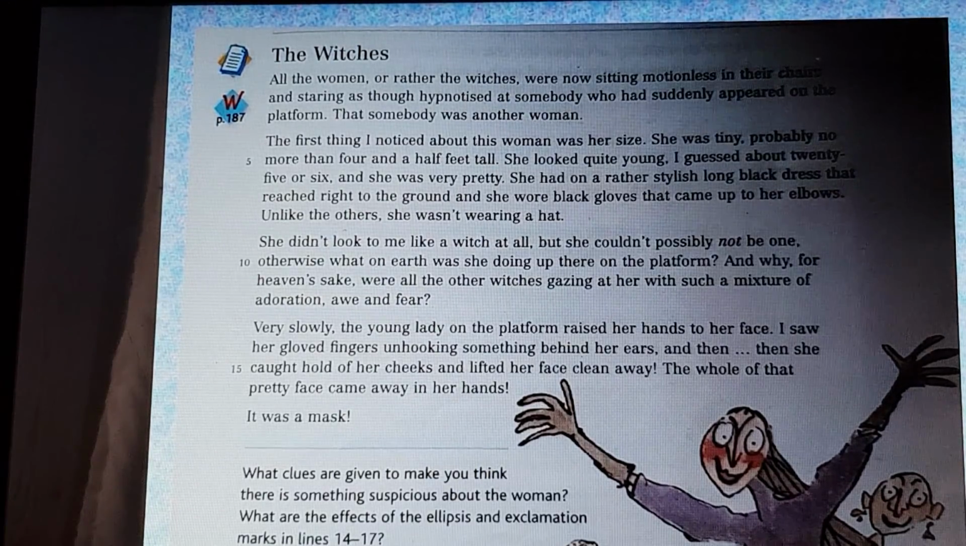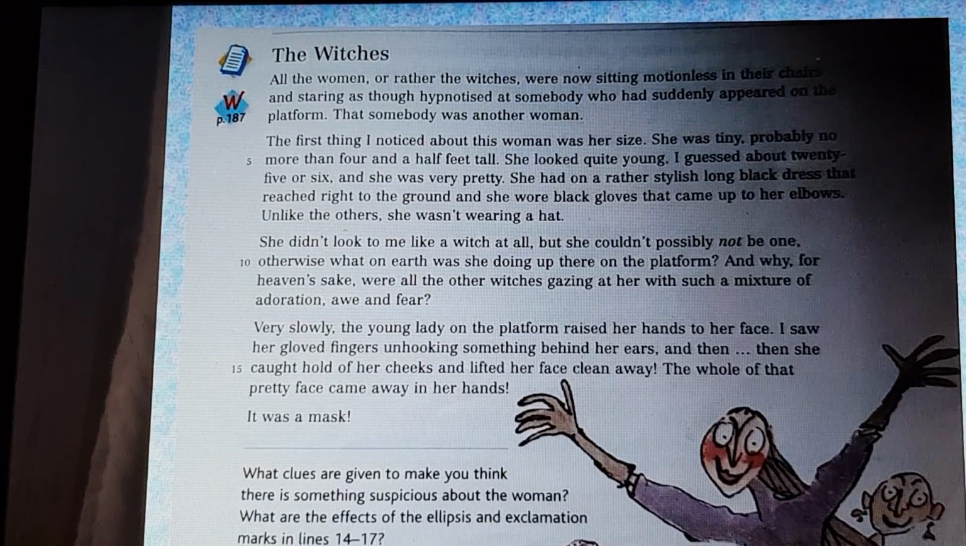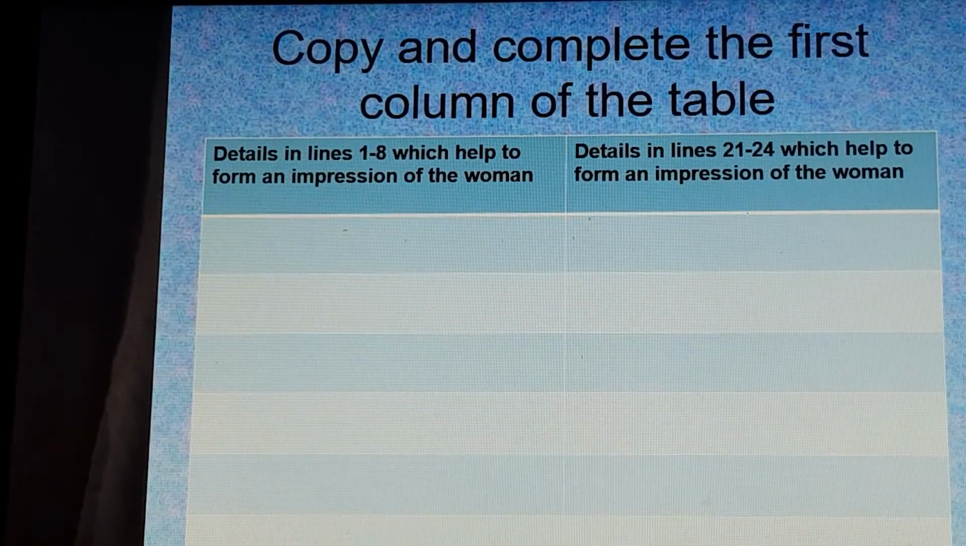So we've got a question on the screen right at the bottom. What clues are you given to make us think that there's something suspicious about the women? And what are the effects of the ellipsis and exclamation marks in lines 14 to 17? I want you to have a think about those, but then we're going to complete this next activity.